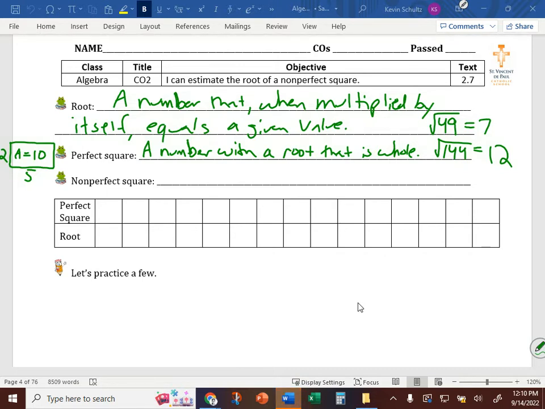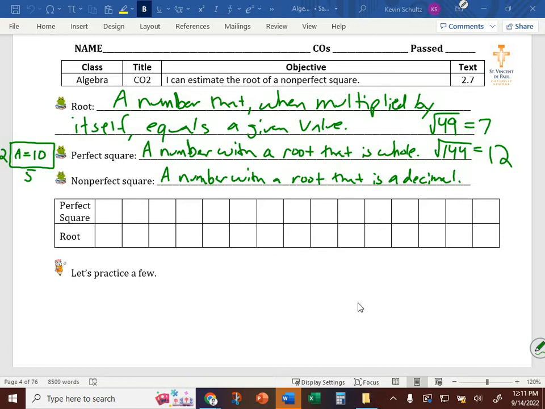So a non-perfect square is a number with a root that is a decimal. And like we talked about yesterday, those roots of non-perfect squares are always going to be irrational values. Right? A number with a root as a decimal. Right? So this chart here can go on a help sheet.